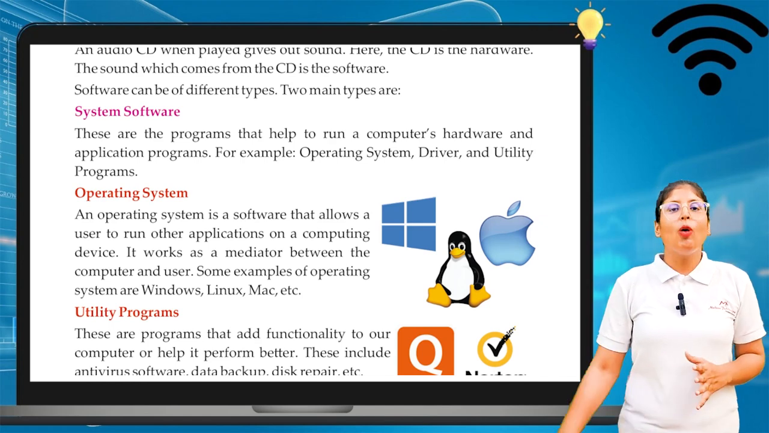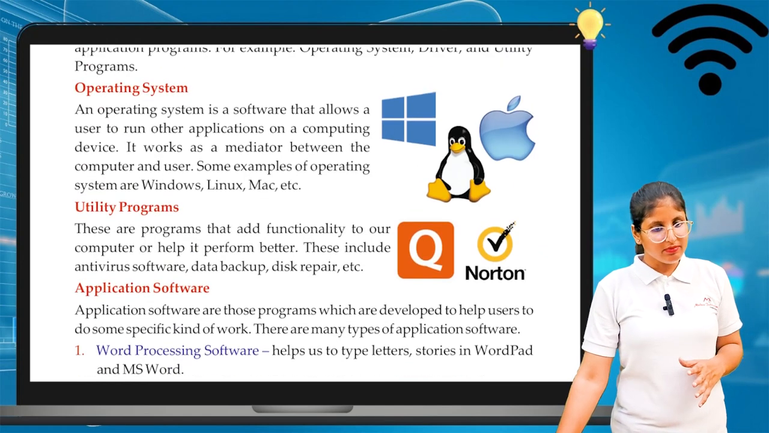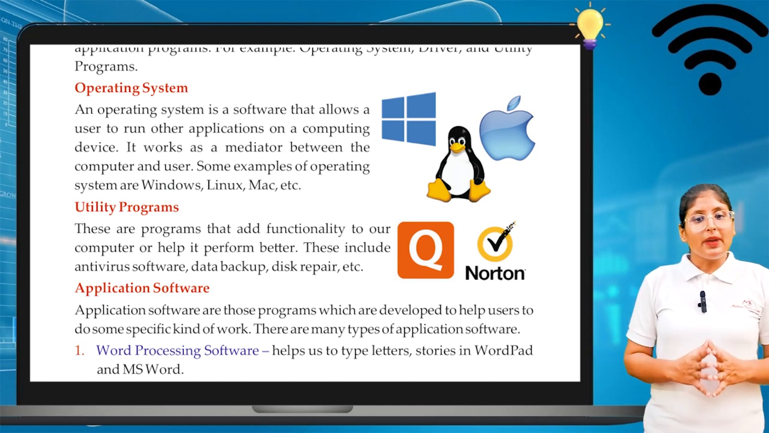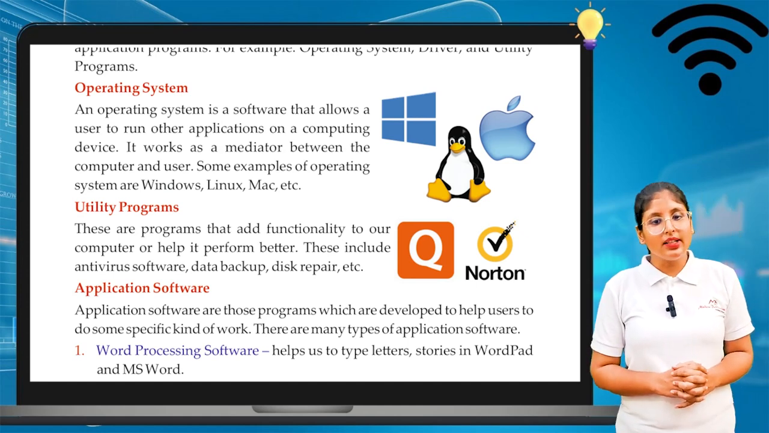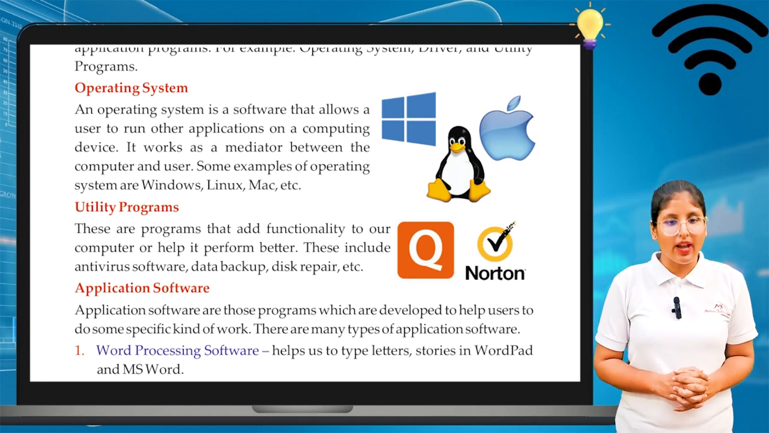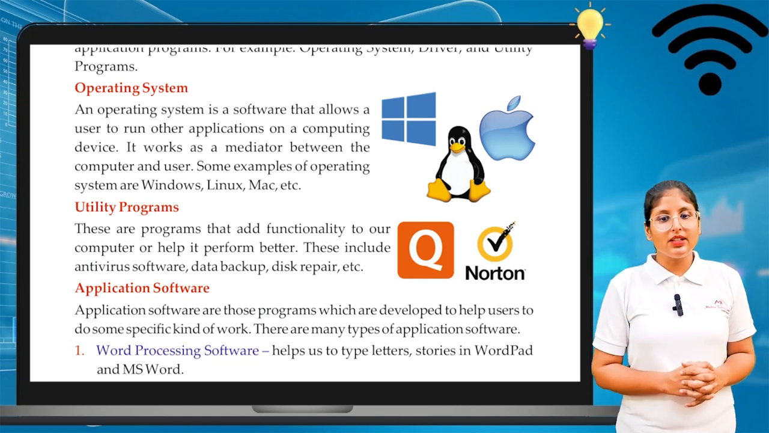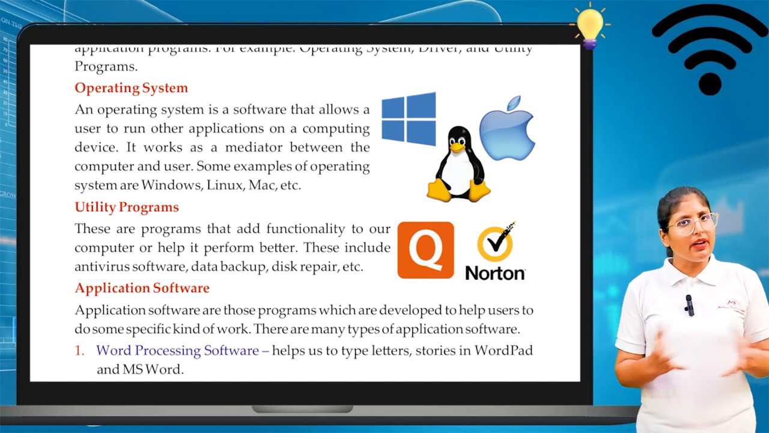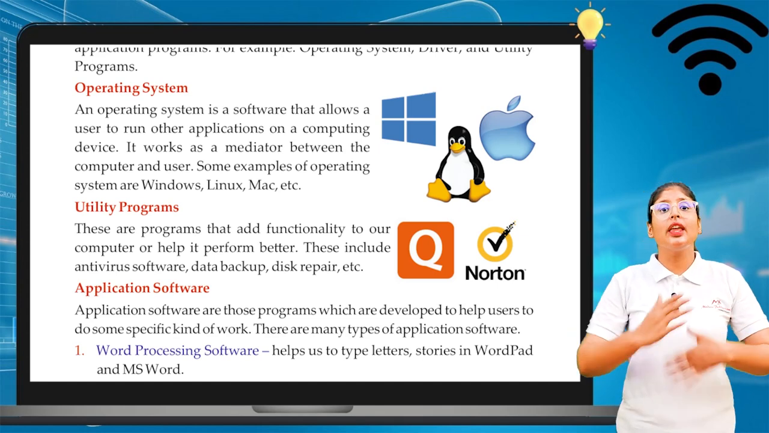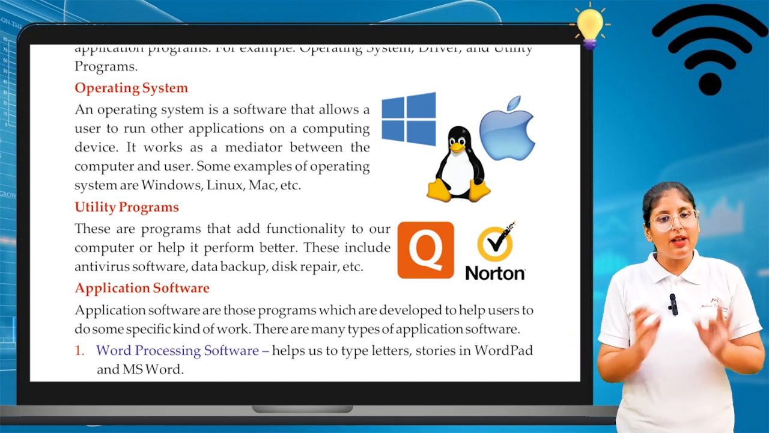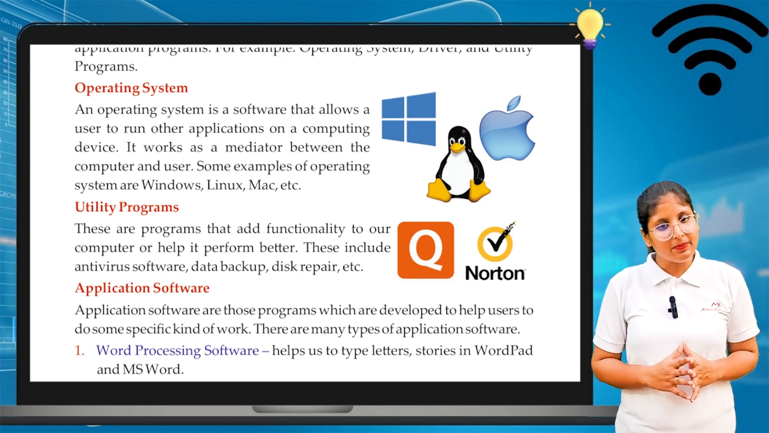Now we will see operating software. An operating software is the software that allows a user to run other applications on a computer device. It works as a mediator between the computer and the user. Some examples of operating software are Windows, Linux and Mac, with which they can operate your computer.